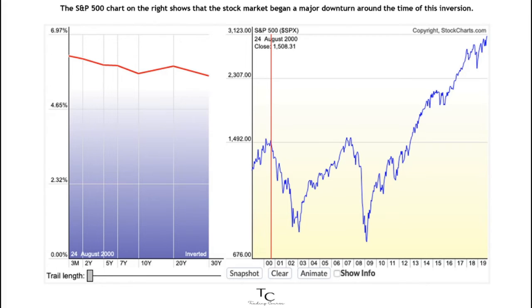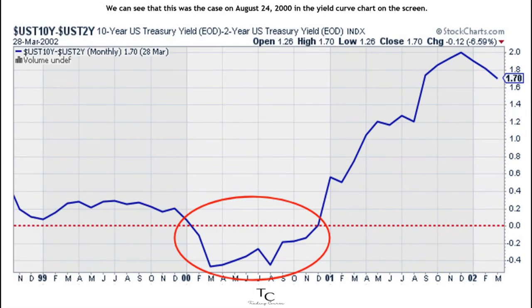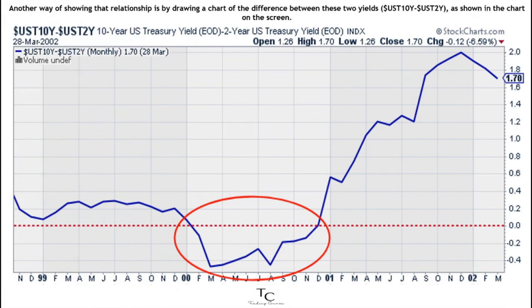When people talk about the yield curve inversion, they usually refer to the 10Y2Y segment. The curve is considered inverted when the 10-year yield is lower than the 2-year yield. We can see that this was the case on August 24, 2000 in the yield curve chart on the screen.